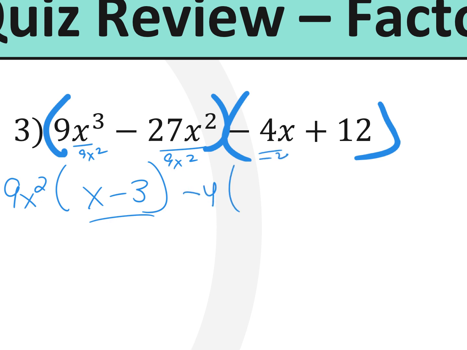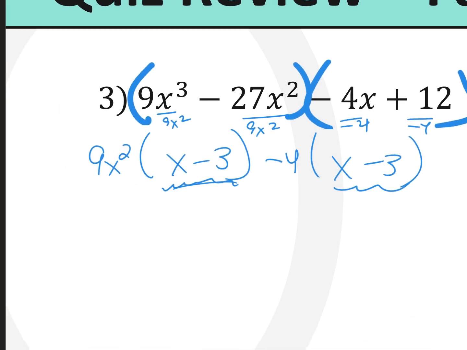Once I do that, guys, watch what happens. I'm left here with x minus 3. Our new GCF that we write one time out in front is our x minus 3. And then after I write that out front, what happens here?